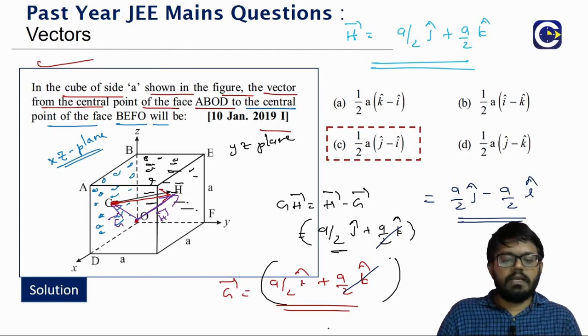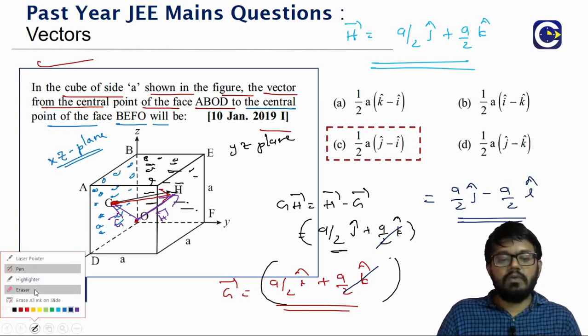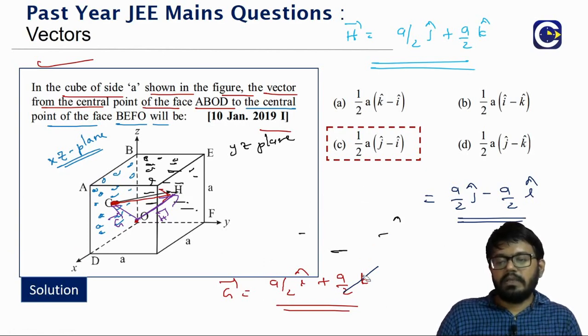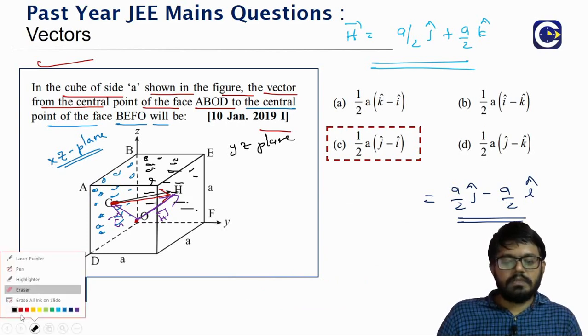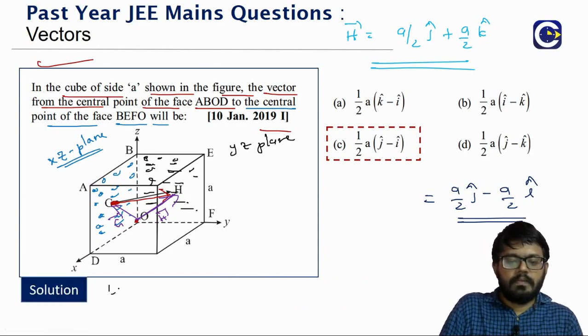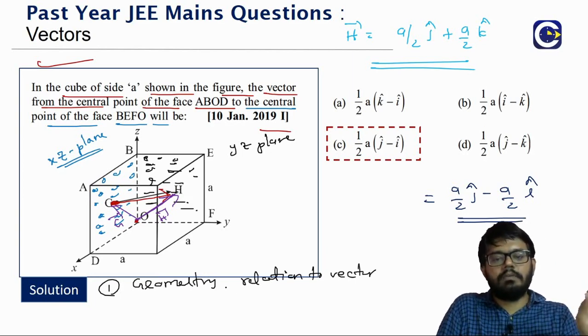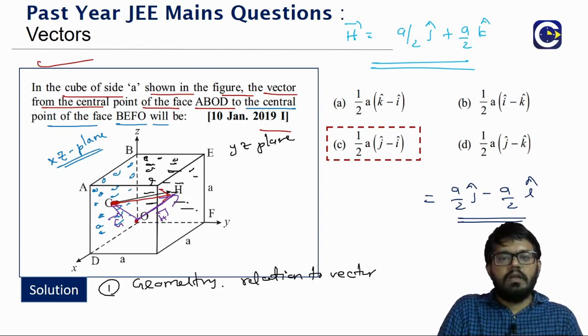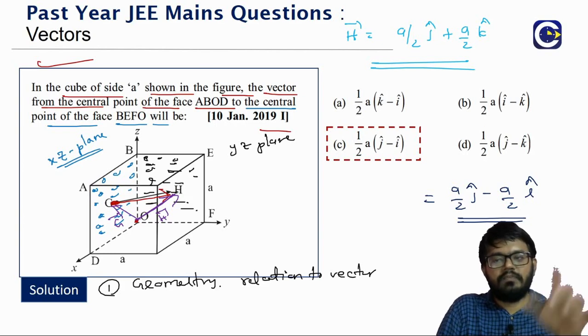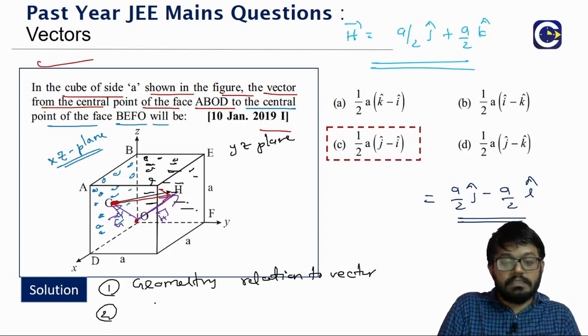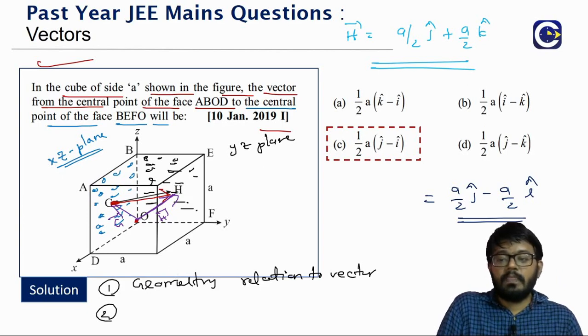Now let's look at what concepts are involved here. The first concept is geometry in relation to vectors. We are able to see the coordinates of point G and point H, and look at the vector notation of the position vector of G and the position vector of H from the origin.